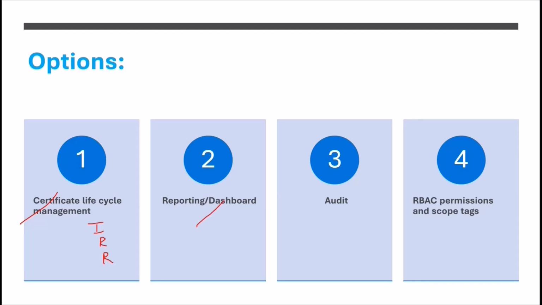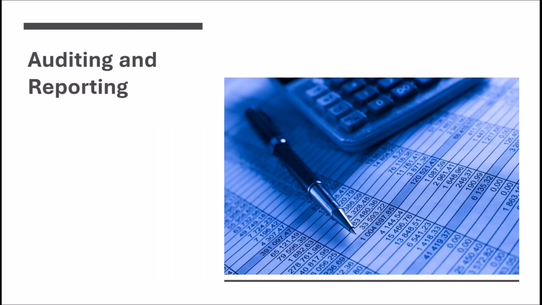Reporting and dashboard, that is also there. We will take a look at the reporting and dashboard, where we can see how many certificates have been issued, how many have been revoked, to which UPN the certificate has been issued, what is the thumbprint of the certificate, and everything, right? Then we can audit as well. If there is any admin who is going to the console and creating a root CA, or creating a BYOCA, or doing any admin related activity, all of this is logged in the audit logs as well. And then there are RBAC permissions and scope tags as well if you want to scope it.